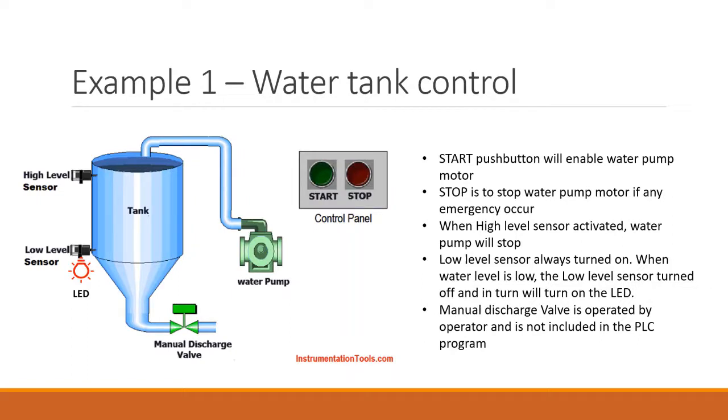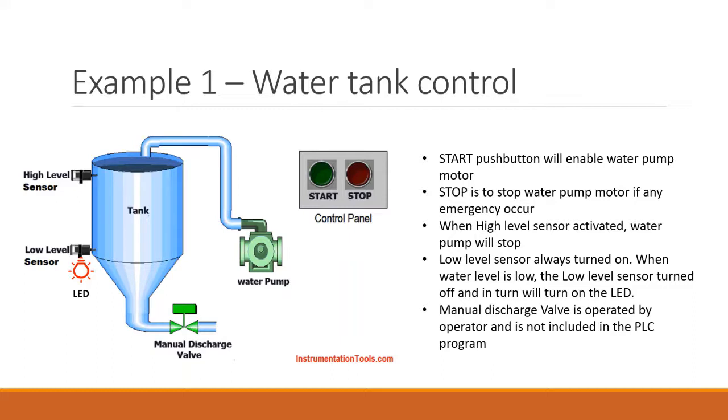In this example, you can see the picture. I took the picture from instrumentationtools.com, and in the website they have a different description because I changed a little bit of the description to make the program simpler. So this is your water tank here, and you have a high level sensor, a low level sensor, and an LED, and you have a water pump and a manual discharge valve to extract the water out from the tank, and then you have a start and stop button as a control panel.